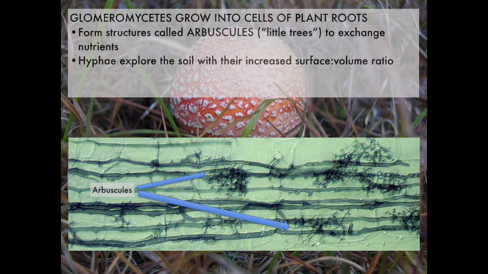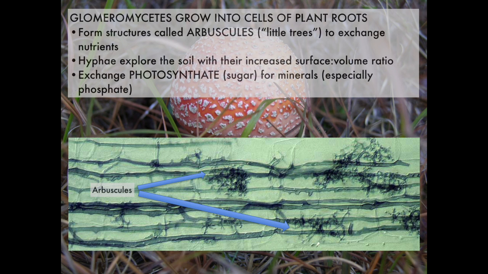So hyphae can go outside of the plant root and explore the soil. They have a lot higher surface to volume ratio because the fungal cells are a lot finer, a lot smaller in diameter compared to, you can see how small they are compared to these plant roots, which means that they can really dig around in the soil and find access to minerals a lot better than even the fine root hairs of plants can.